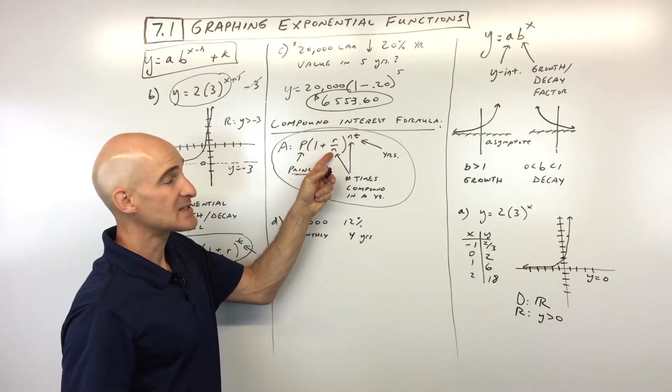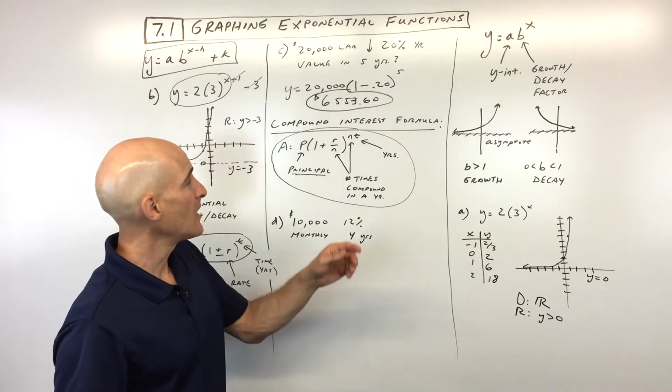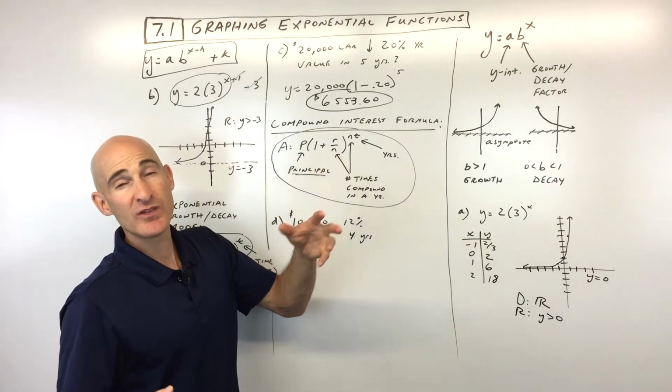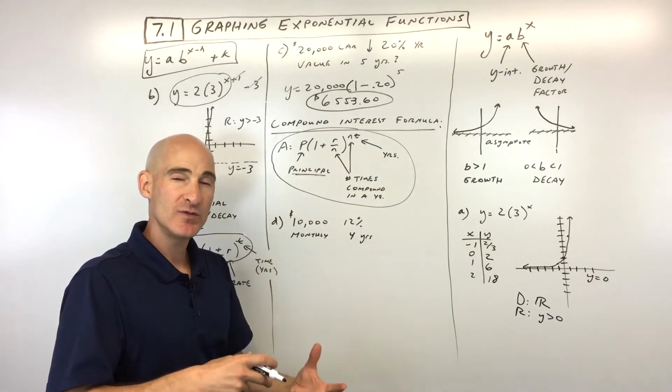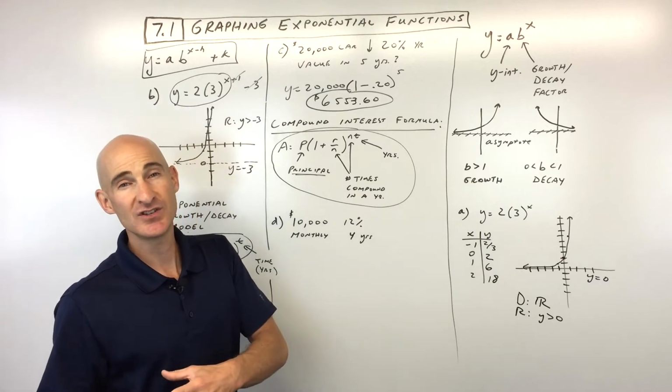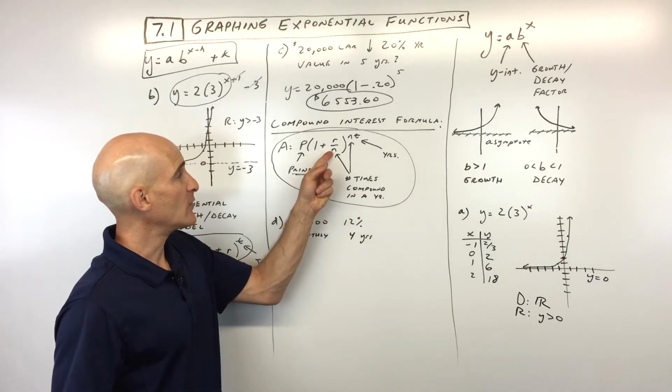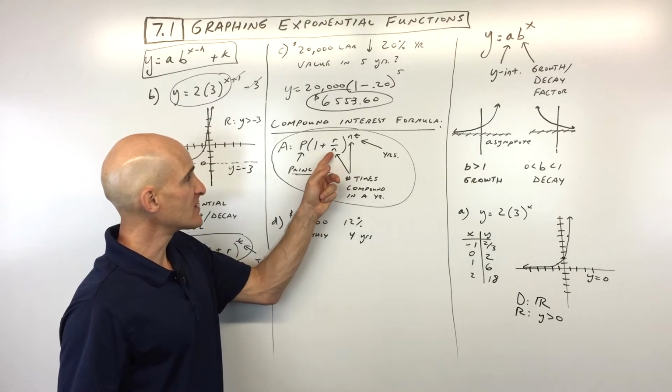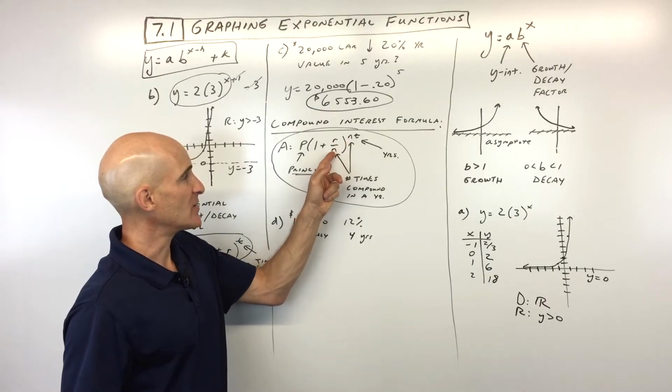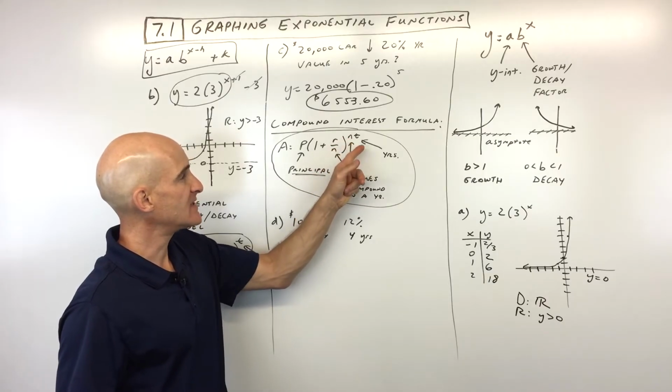N is the number of times that you compound in a year. So say, for example, it was daily, N would be 365. If it was monthly, N would be 12. If it was weekly, N would be 52, etc. Quarterly, N would be 4. And notice that this N and this N are the same. So if this was 12, this would be 12. And then T is the number of years.